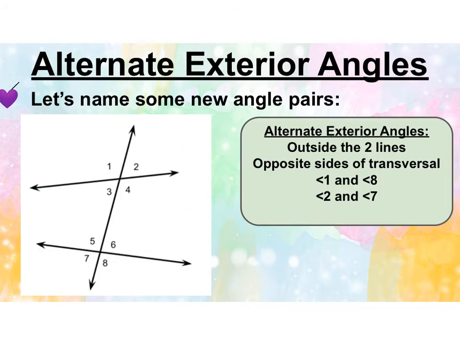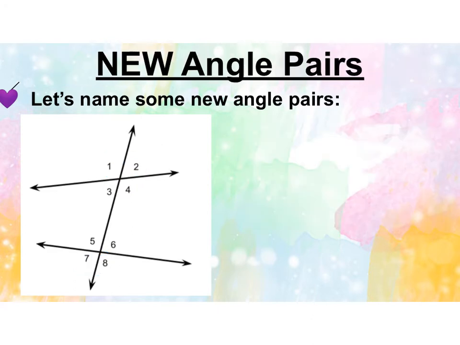There are 2 pairs of those, alternate exterior angles. They are outside the 2 lines. One goes with 8, 2 goes with 7. Those are pairs of alternate exterior angles.